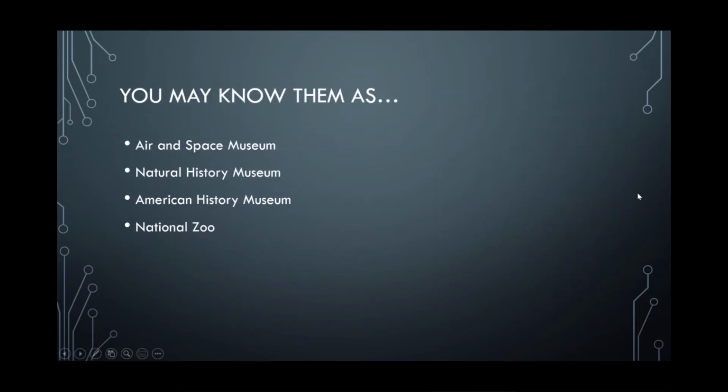You might know some Smithsonian museums. Some of the most popular ones are the Air and Space Museum, Natural History Museum, American History Museum, and the National Zoo. Most of them are in Washington, D.C., but they do have some museums, I believe, in New York and some other locations like Virginia as well.